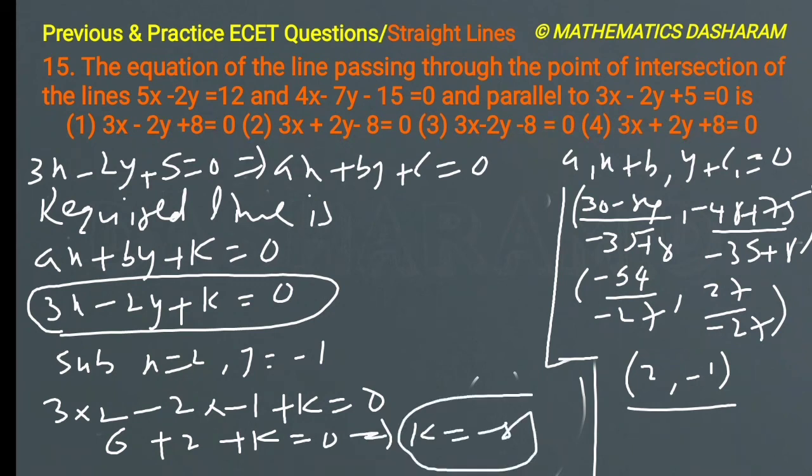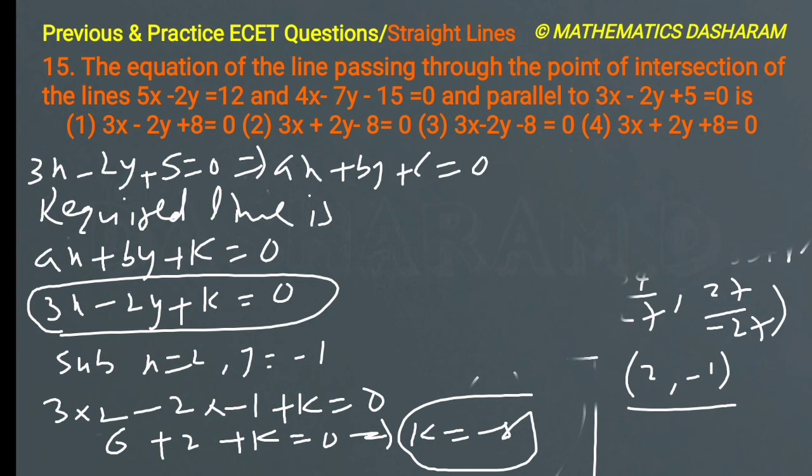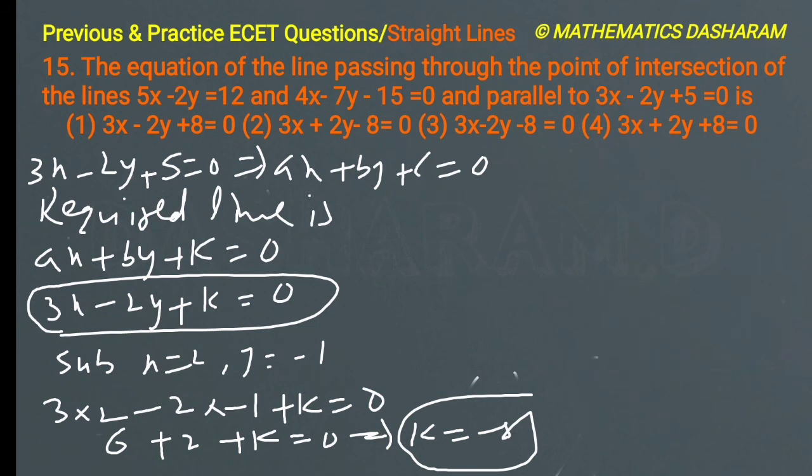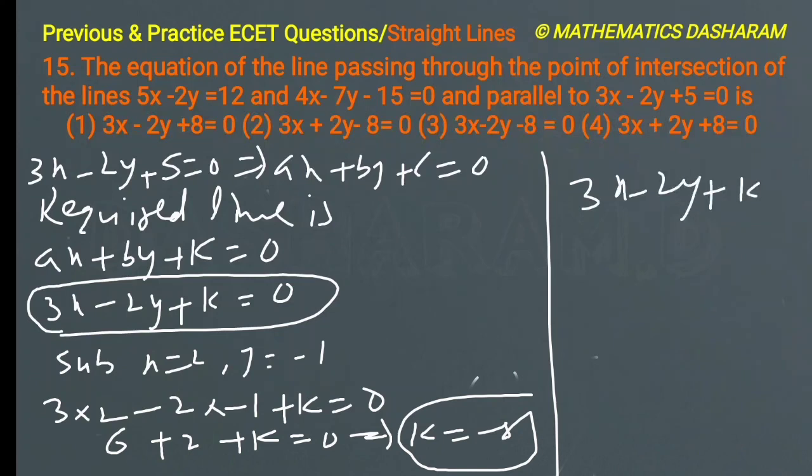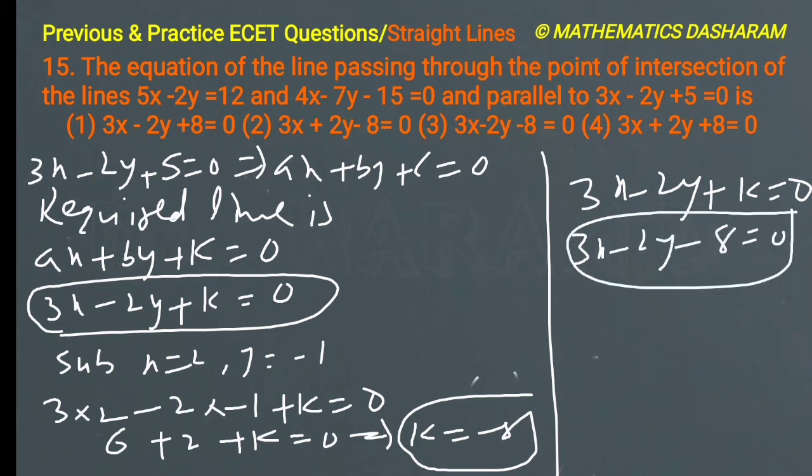So substitute this value in the box. Then the required line is 3x minus 2y plus k equals 0, which is 3x minus 2y plus k value minus 8 equals 0. So then option 3 is correct.